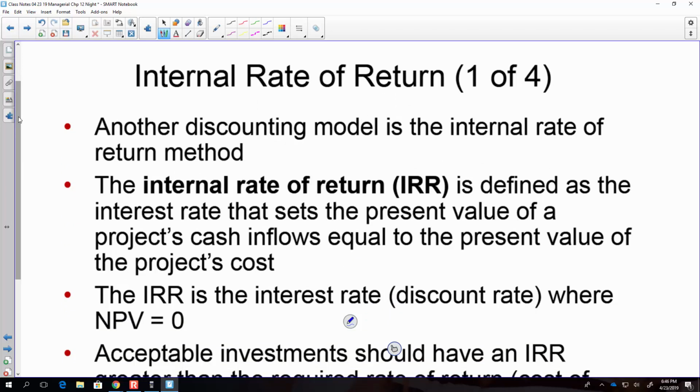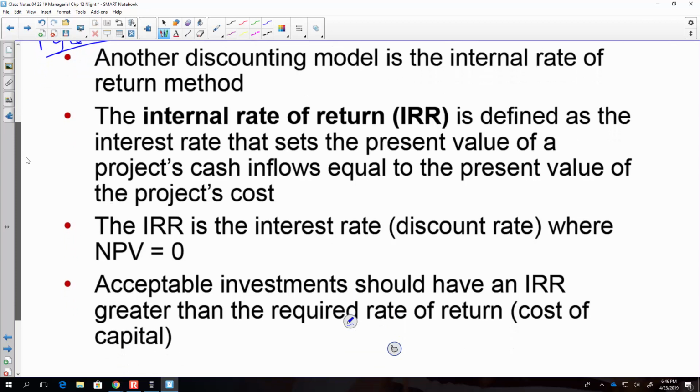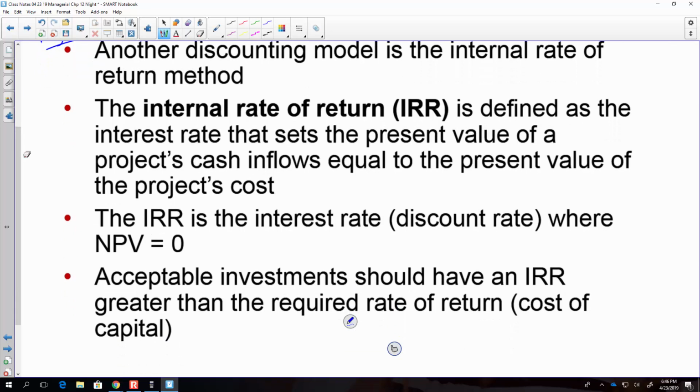Our final computation tonight is called the internal rate of return. And this is very easily done on our calculator. It's just one button. So that's what makes it really nice. 656. It is defined as the interest rate that sets the present value of the cash flow equal to its cost. Or in other words, the internal rate of return is the point at which net present value is 0.